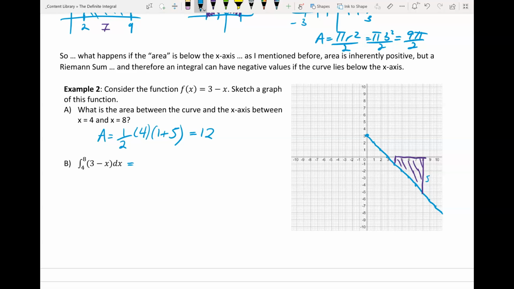Now, when we state the final answer, this is going to be -12 because our shaded region is below the x-axis. And we are integrating from 4 to 8 of 3 minus x.